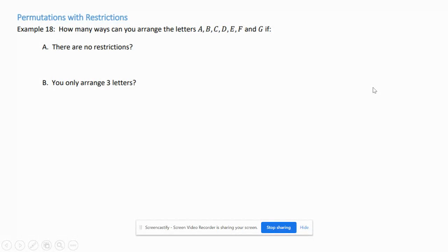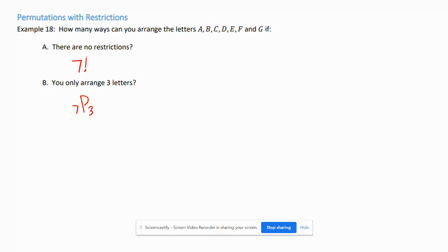Okay, how many ways can we arrange A, B, C, D, E, F, and G if there are no restrictions? We have 7 letters in this case, so that would be 7 factorial if there are no restrictions. And for part B, if I only arrange 3 of the letters, that would be 7 pick 3.